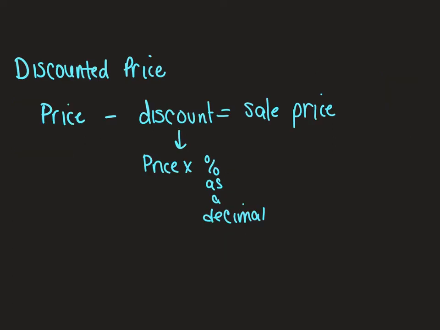All right, let's find discounted price. If something's on sale, what's the final sale price going to be? So it looks very similar, except that it has a subtraction sign. We're going to take the price and we're going to subtract the discount. The discount is a little mini problem that is price times percent, again as a decimal, and that will tell us the sale price. What is the new price when it's on sale?